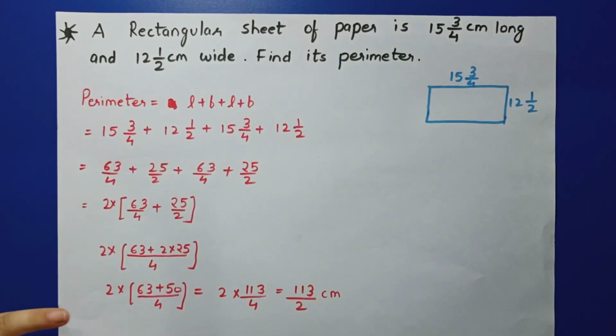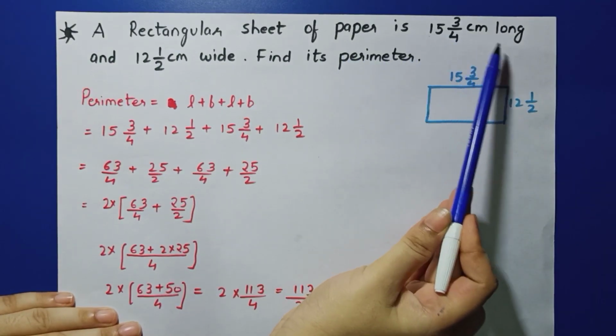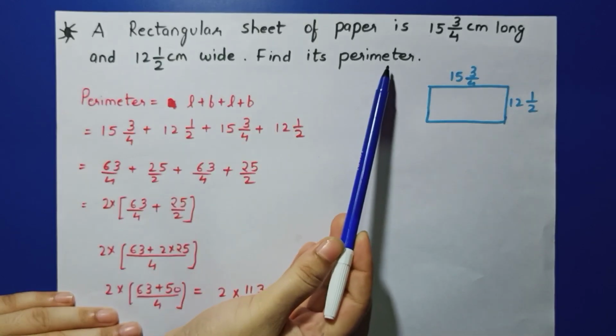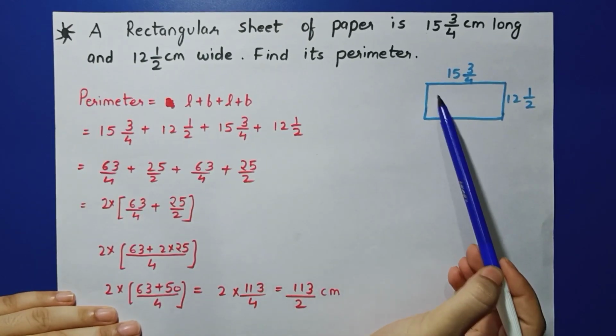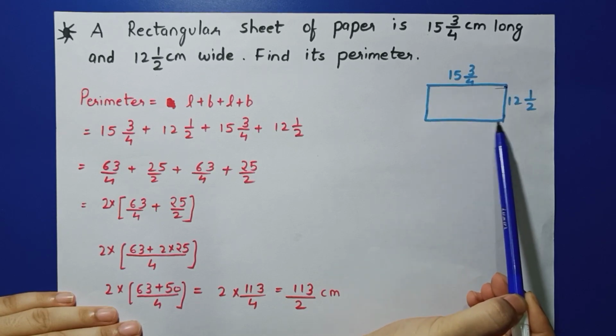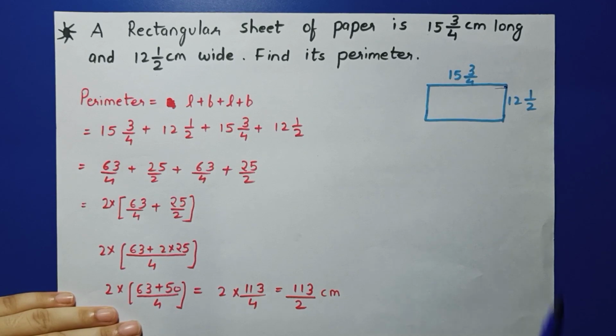So the word problem is: a rectangular sheet of paper is 15 3/4 cm long and 12 1/2 cm wide. Find its perimeter. What is perimeter? Perimeter means sum of all the sides. Means we'll add this plus this plus this and this. This is known as perimeter.